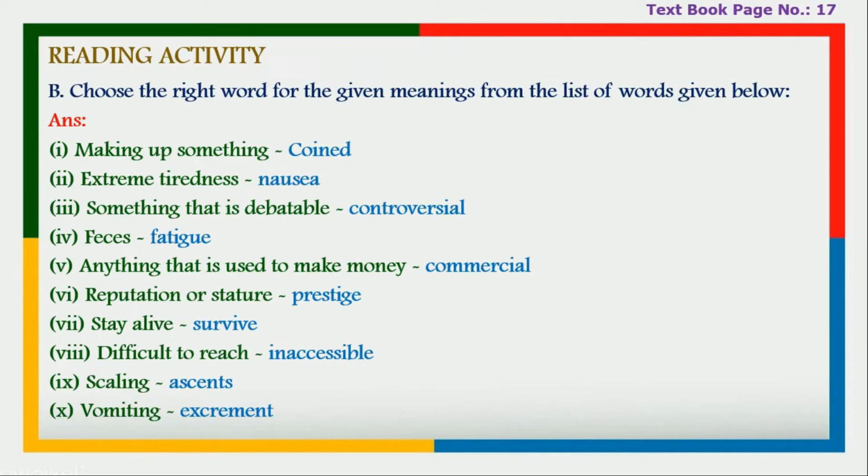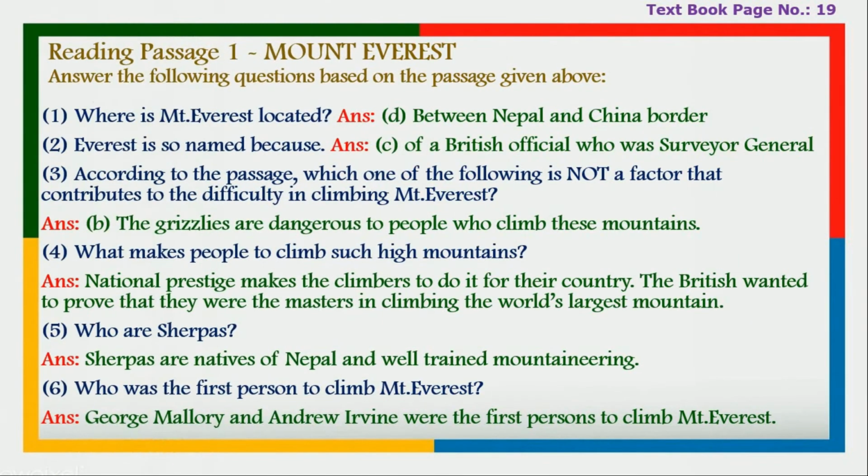Excrement. Vomiting. Answer: excrement. Next, reading passage. Here they gave the passage about Mount Everest and you want to answer the following question based on this passage. Textbook page number 19. Where is Mount Everest located? Answer: between Nepal and the China border.